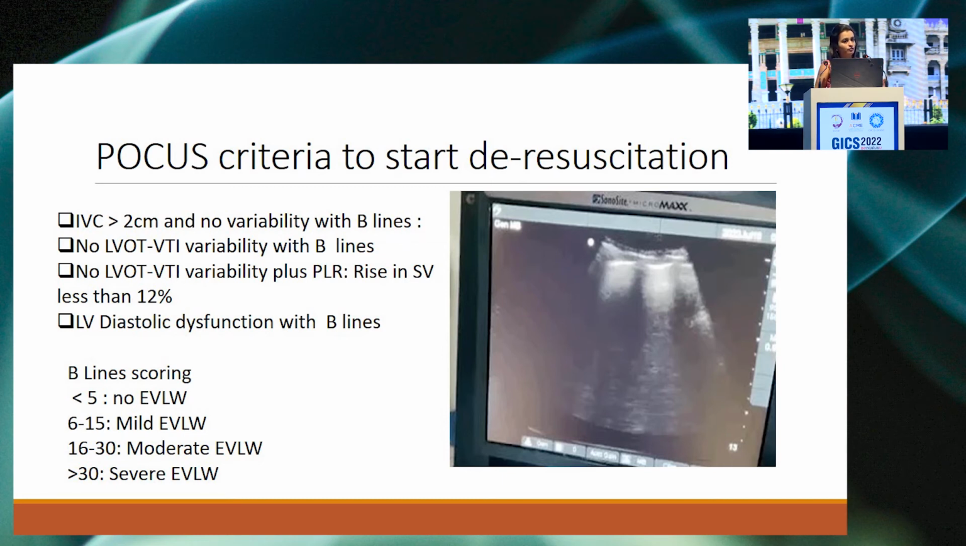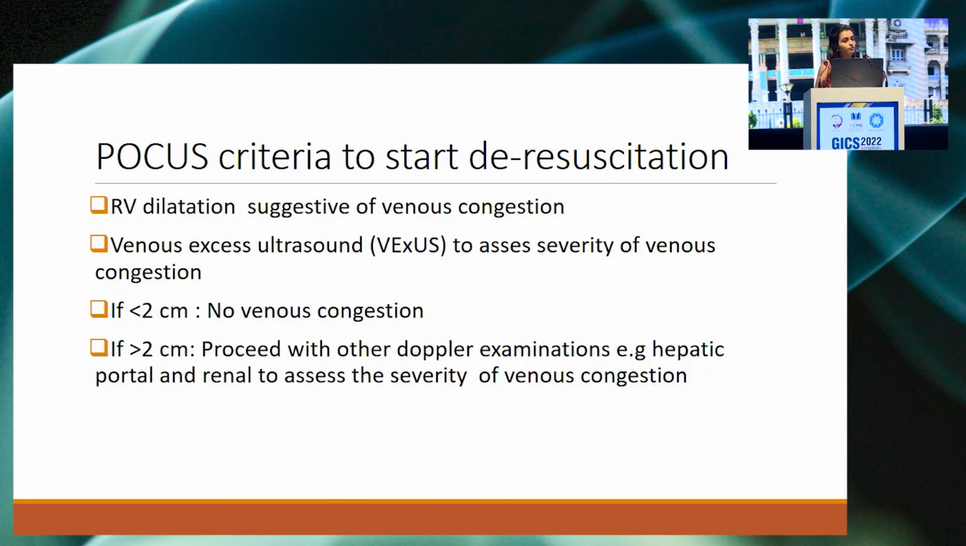Based on that, with the support of new onset B lines or an increasing B line score, you should actively deresuscitate such a patient. And if the patient is hemodynamically unstable, then one should start vasopressors instead of giving a further amount of fluid.